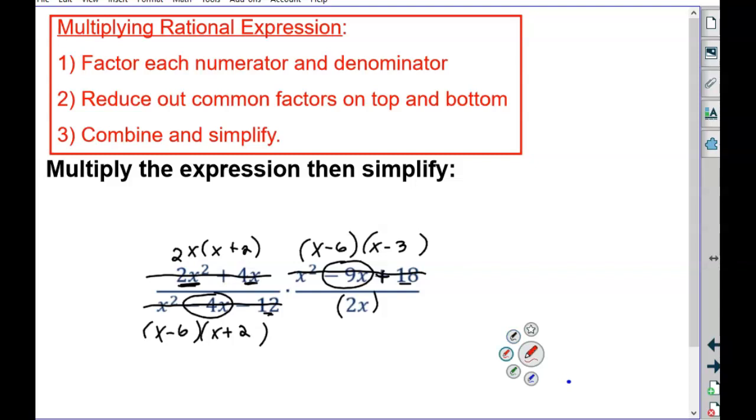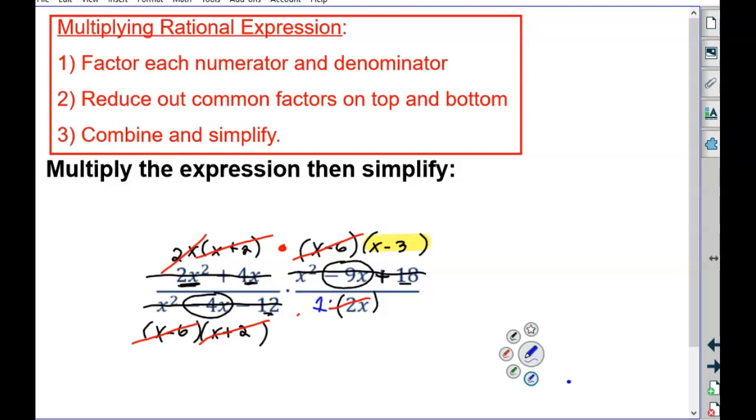Now, anything on top can reduce out with anything on bottom, because we were technically multiplying straight across. So I see a 2x right here. That 2x is going to reduce that 2x. Are there any other common factors? X minus 6, top and bottom. Anything else? X plus 2, top and bottom. And if you notice, the only thing that's left over is the x plus 3 on top and nothing on bottom. Now I do want to mention this just quick.